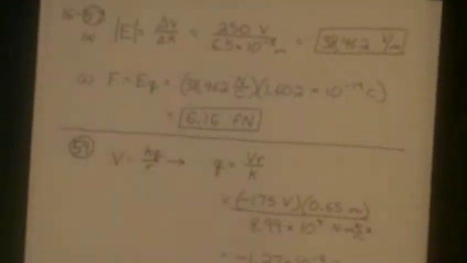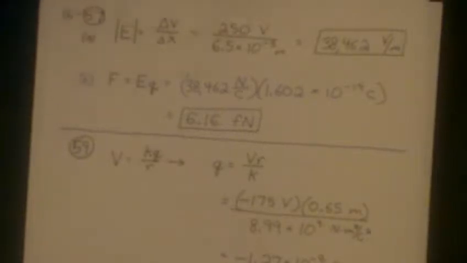Number 57. I'm paying more attention to absolute values. As I've said many times in class and in these videos, the negative sign often really just gives us information about what direction, and for this problem we don't care about the direction. So the magnitude of the electric field is delta V over delta x, so we have 250 volts divided by 6.5 millimeters, and that gives us 38,462 volts per meter.